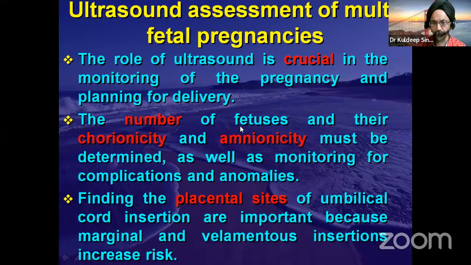The number of fetuses, the chorionicity and the amnionicity have to be determined, because this is what is going to tell us in terms of monitoring for complications and anomalies. Let's have quickly, in terms of the short forms, what are the 3 or 4, whichever you want to type, of twin pregnancies. If we can have the answers in the chat box, that would be lovely. Just give a short form. We'll start off with DCDA. What are the other ones?